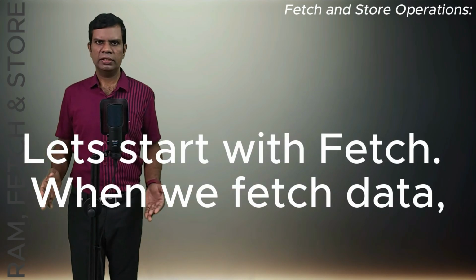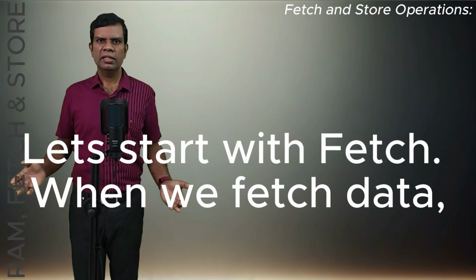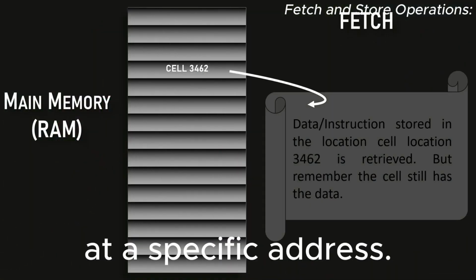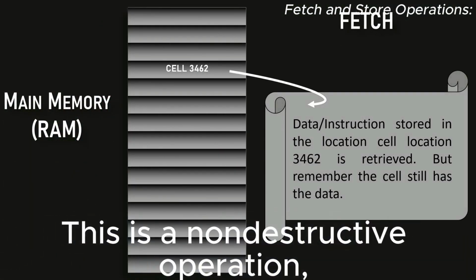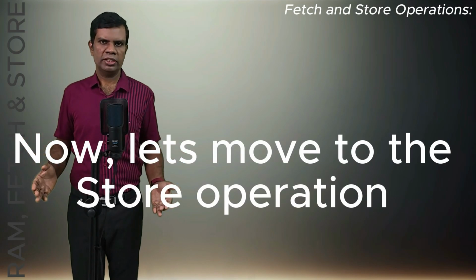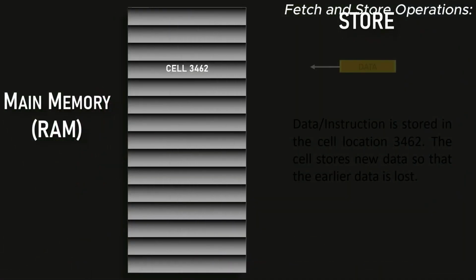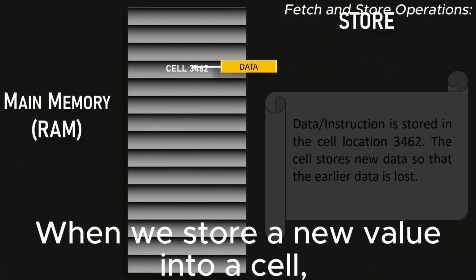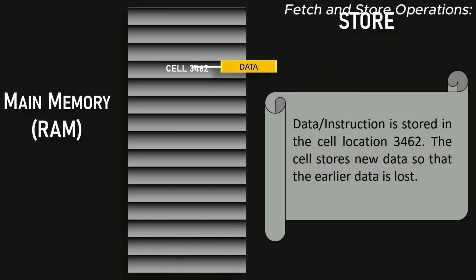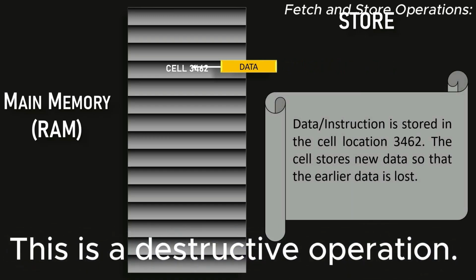Let's start with fetch. When we fetch data, we are retrieving the contents of the memory cell at a specific address. This is a non-destructive operation, meaning the original data remains unchanged. Now, let's move to the store operation. This one's a bit different. When we store a new value into a cell, we overwrite whatever was there before. This is a destructive operation.